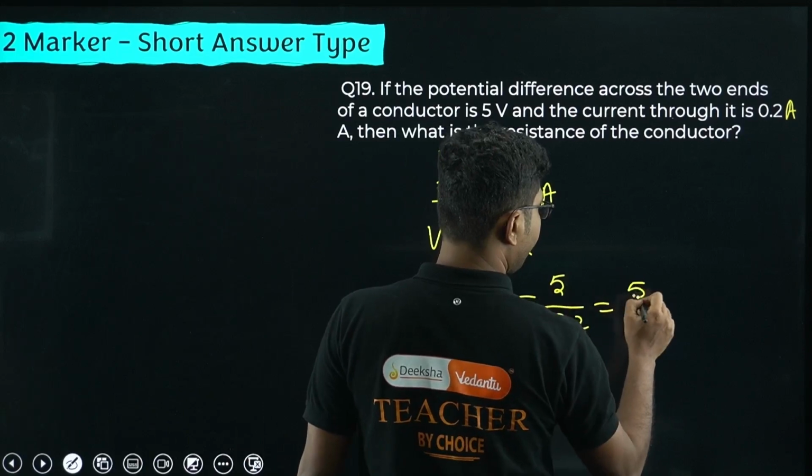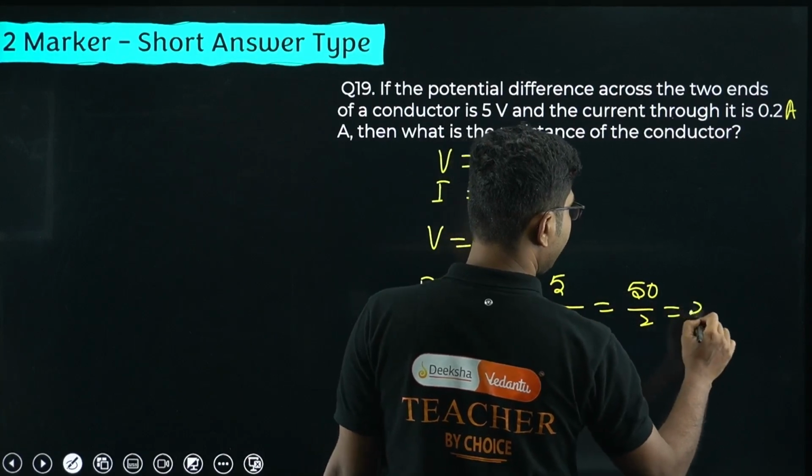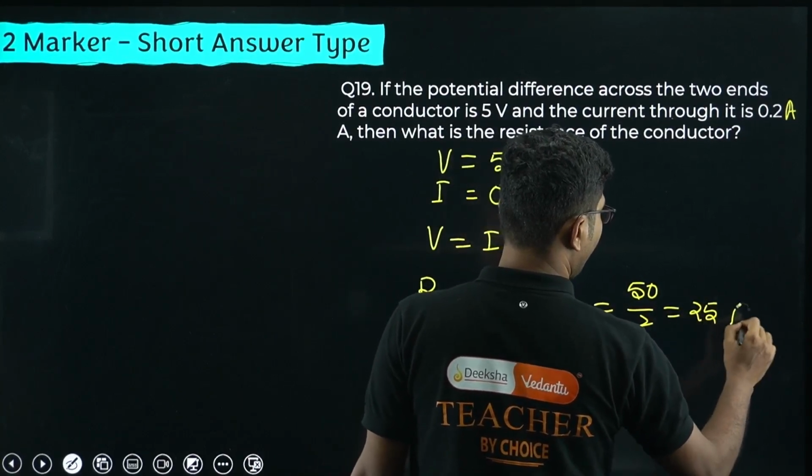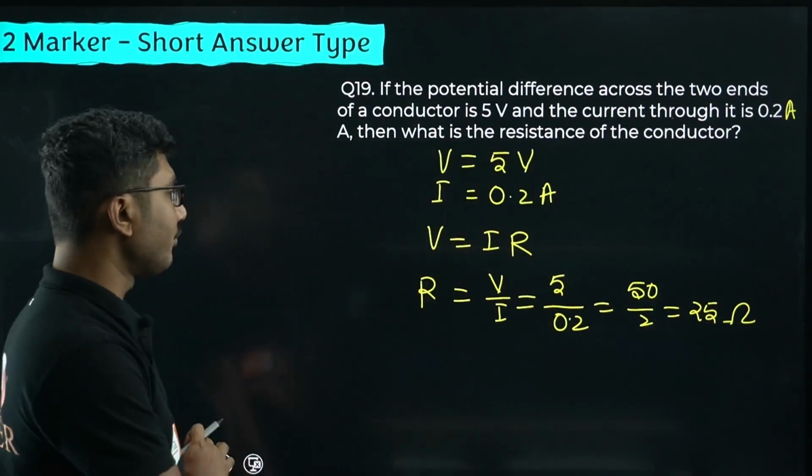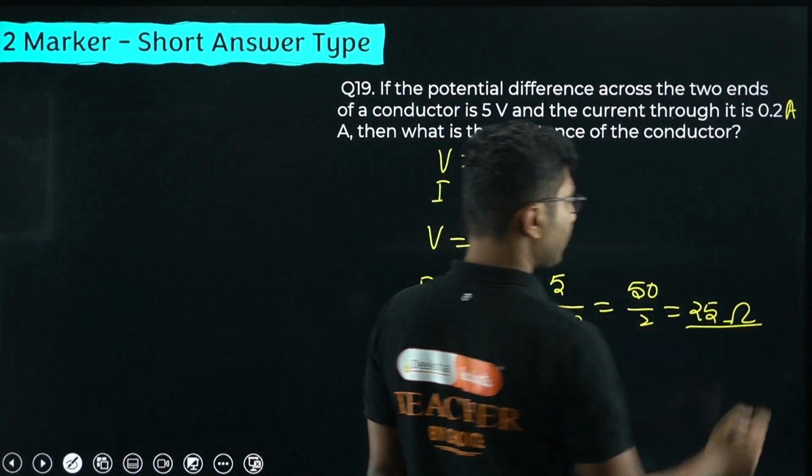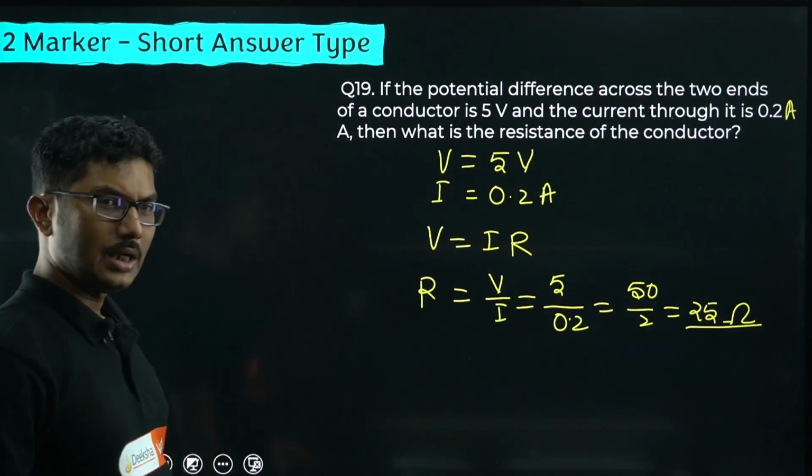So you can do it 50 by 2, that is 25 ohm. Okay, unit is very important, don't forget to give the unit. So 25 ohm is the resistance of the conductor.